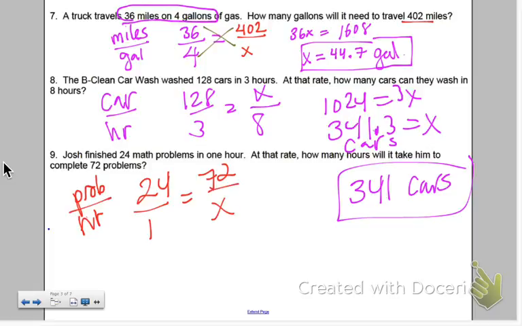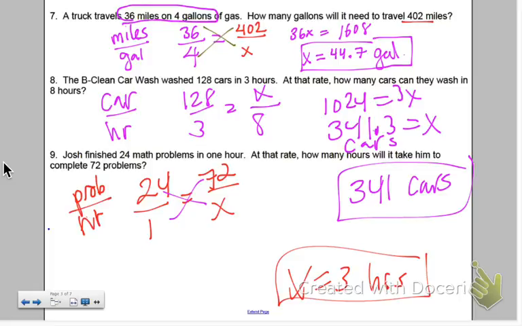In this case, if you recognize that 24 times 3 gives you 72, then you know 1 times 3 will give you 3. So x equals 3 hours. If you didn't recognize that right away, you just cross multiply and solve and get 24x equals 1 times 72 is 72. Divide by 24. That gives you x equals 3.